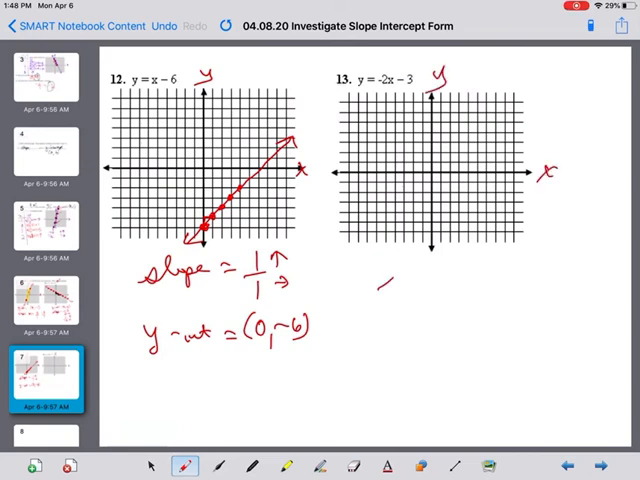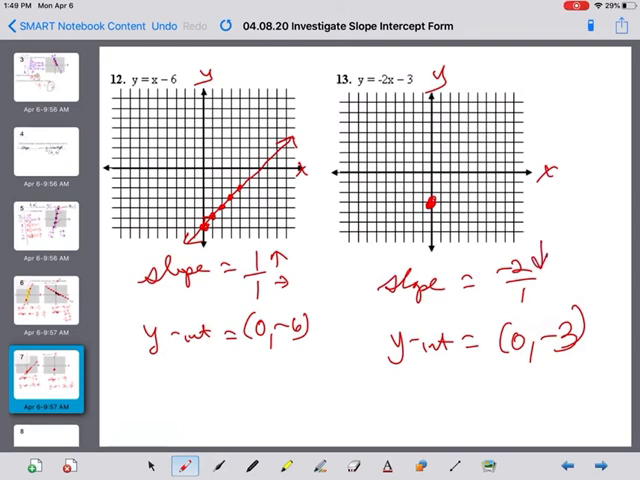And then number 13, slope, or m, is negative 2 over 1, and the y-intercept is 0, negative 3. 1, 2, 3. There's your starting point. And then the slope is telling you to go down 2 and then the right 1. Or reverse 2 over negative 1, up 2, left 1. And there you go.